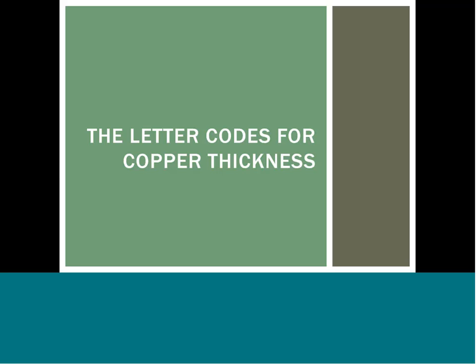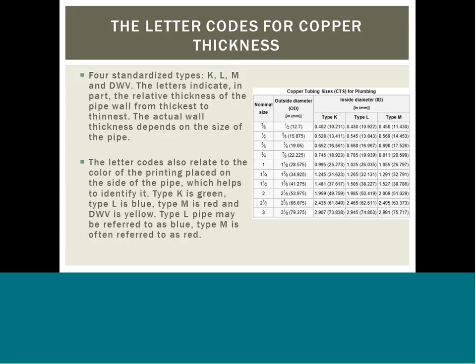We will now go over the letter codes for copper thickness, which was briefly touched on earlier in the presentation. There are 4 standardized types of copper thickness: K, L, M, and DWV. The letters indicate, in part, the relative thickness of the pipe wall from thickest to thinnest. The actual wall thickness depends on the size of the pipe.